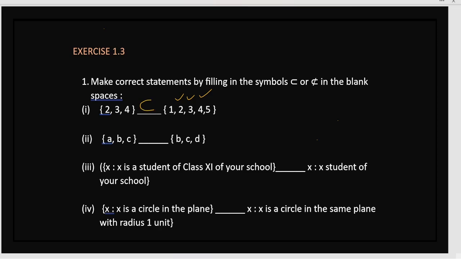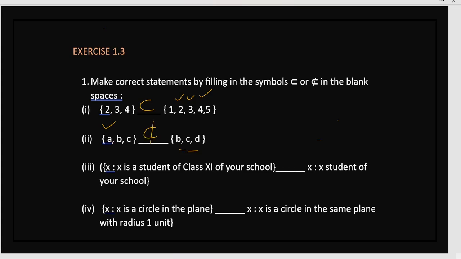Second one is {a, b, c}, {b, c, d}. Is it a subset? Clearly, d is not available in the first set. So a is present in the first set and not present in the second set. So this first set is not a subset of the second set.